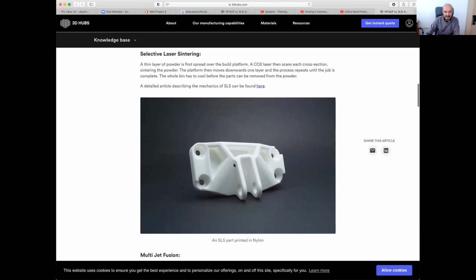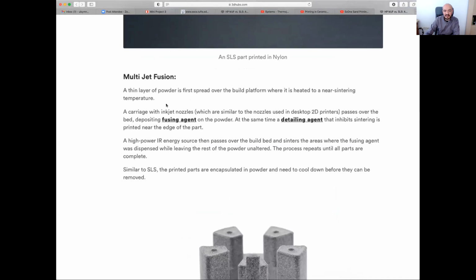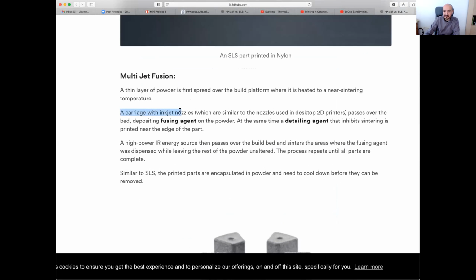This is an example of an SLS system, and in the multi-jet fusion systems, we have a carriage with inject nozzles. Again, it's passing through the table, but this time it is actually fusing the powders once this agent is deposited on the powder. So you don't need to do extra processes. With the help of this special agent, the powders are fused together. You don't need to have a secondary process. This is actually the main difference with respect to the binder jetting processes.